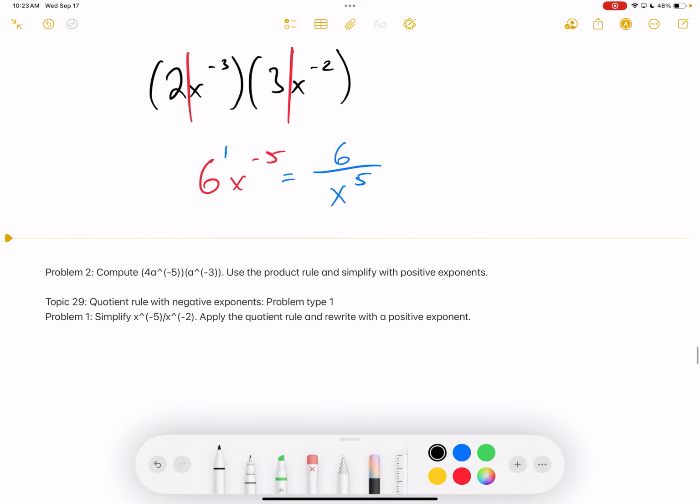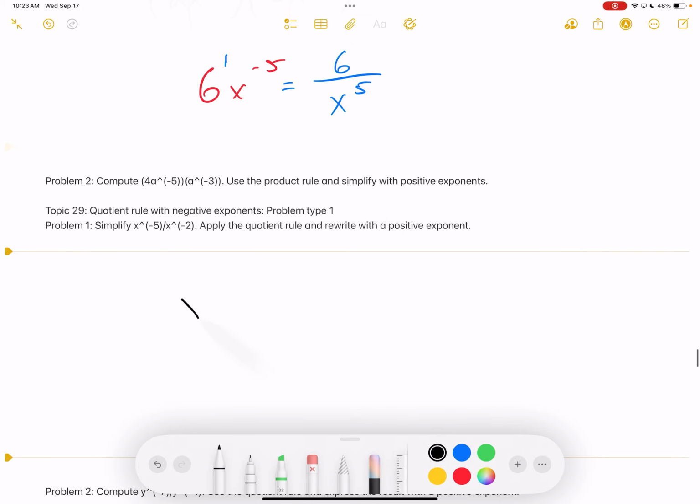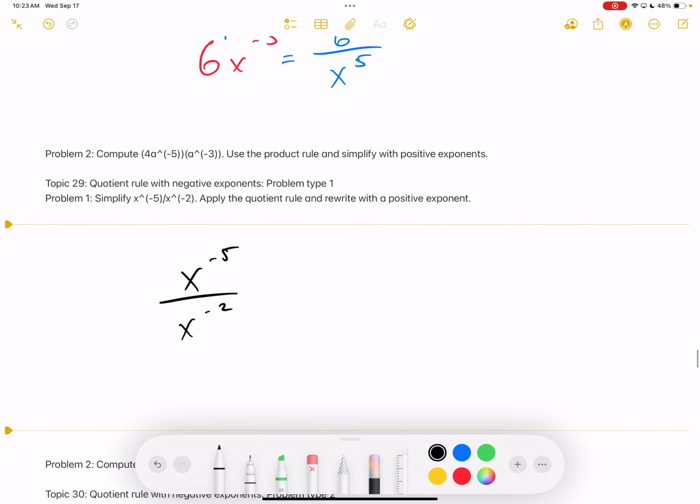All right, so when we multiply, we still add. When we divide, we are going to subtract. There's a couple of different ways you could do this one as well. The way that I do it is I just like to turn it positive. I want to deal with positive exponents. So if the 5 is negative, I move it down here. The 2 is negative, so I move it up here.